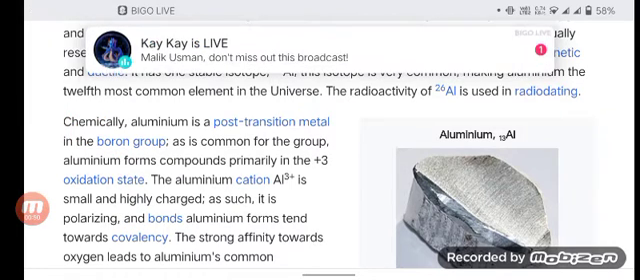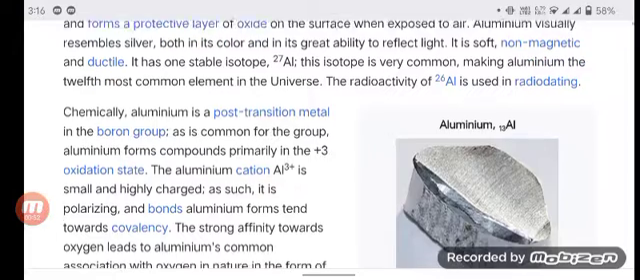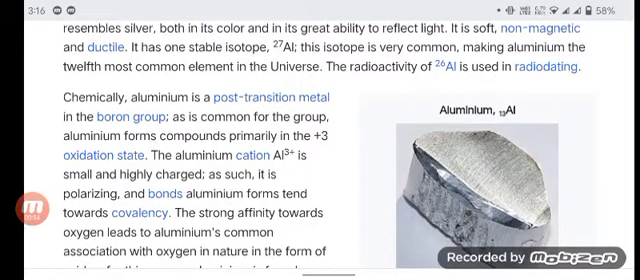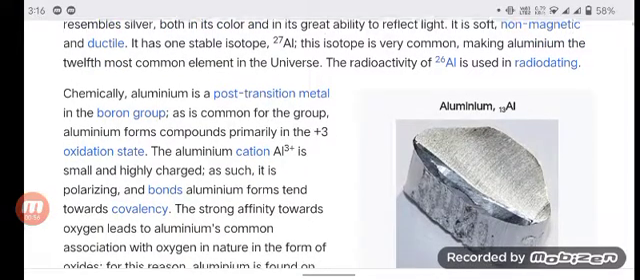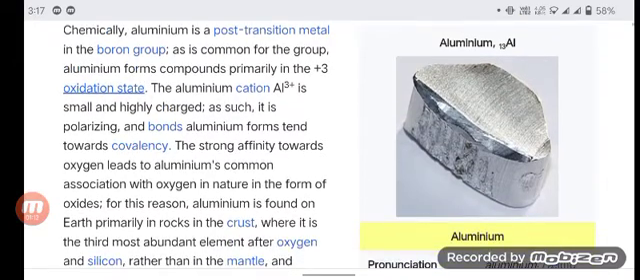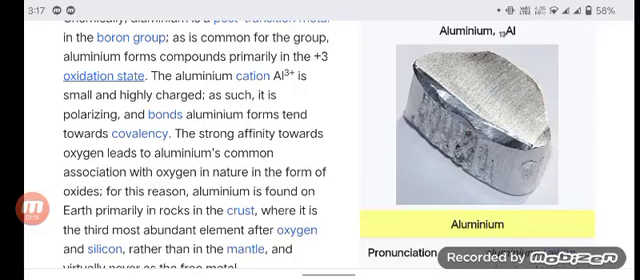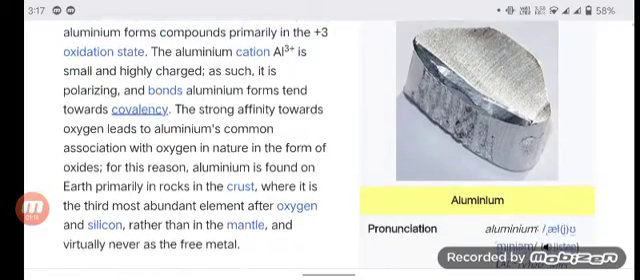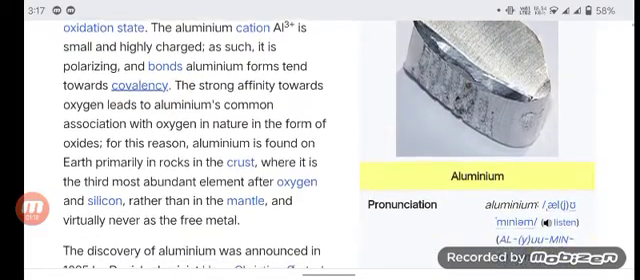Aluminium is a post-transition metal in the boron group, as is common for the group. Aluminium forms compounds primarily in the +3 oxidation state. The aluminium cation Al3+ is small and highly charged. As such, it is polarizing, and bonds aluminium forms tend towards covalency. The strong affinity towards oxygen leads to aluminium's common association with oxygen in nature in the form of oxides.